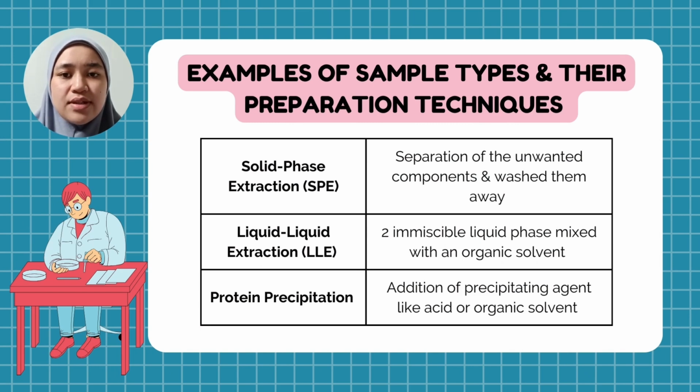Next, the examples of sample types like solid or liquid and their preparation techniques. The first one is solid phase extraction. It is the separation of unwanted components and washing them away. The second one is liquid-liquid extraction. It is when two immiscible liquid phases mix with an organic solvent. And the third one is protein precipitation. It is the addition of a precipitating agent like acid or organic solvent.